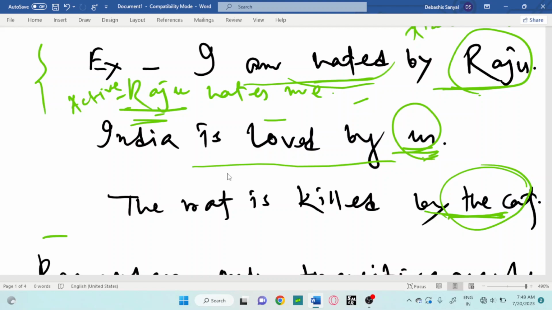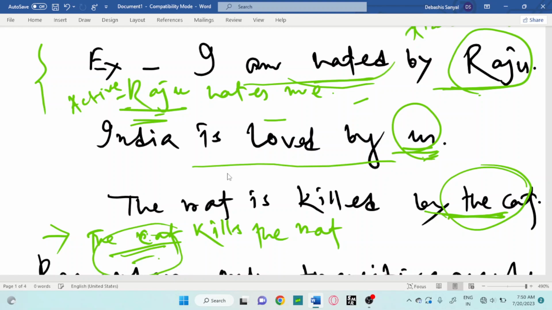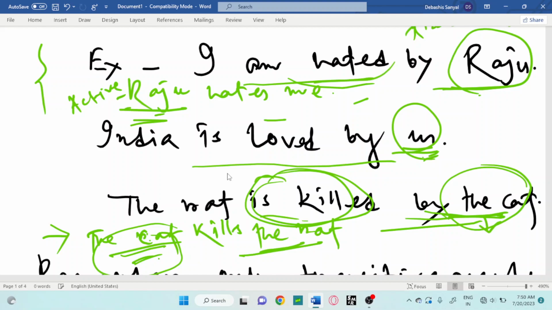Suppose I am directed to write the sentence into an active one, then I will write it this way: the cat kills the rat. Here the cat becomes the doer, actually, to kill the rat. And in is killed, it is given in passive voice how? By the cat, because the rat is the receiver. So the sentence is in passive voice.